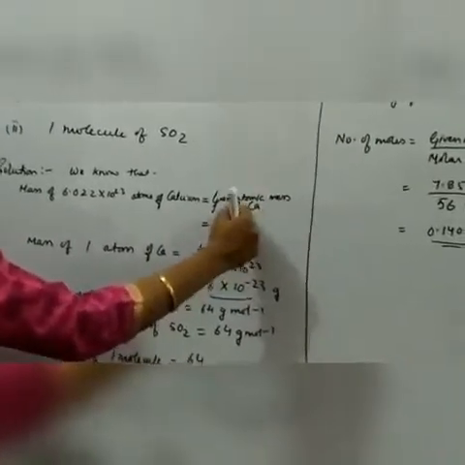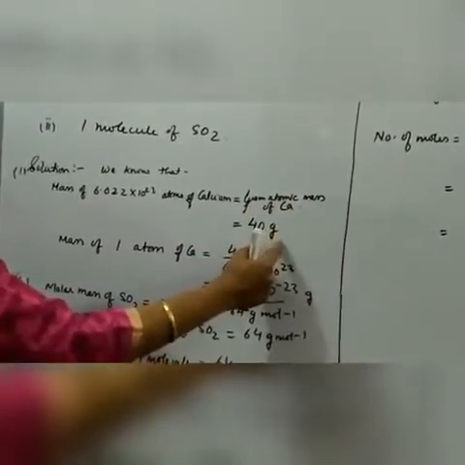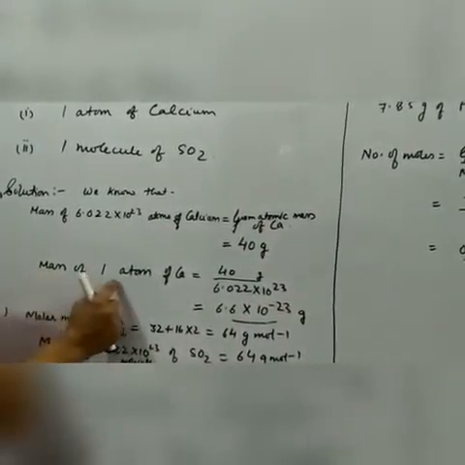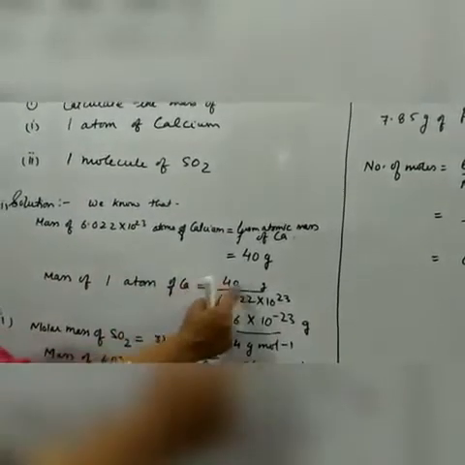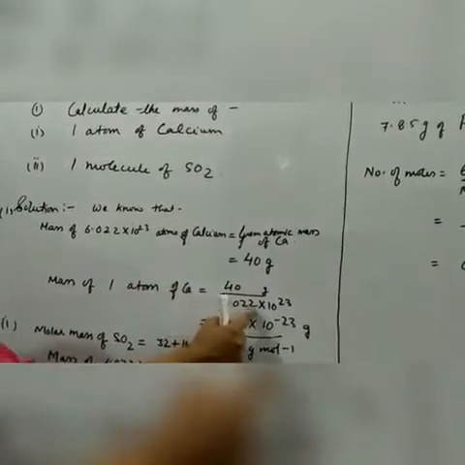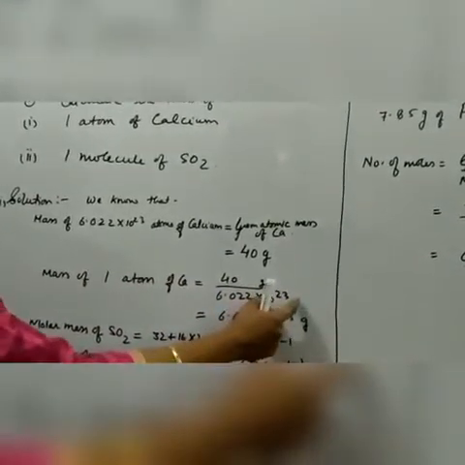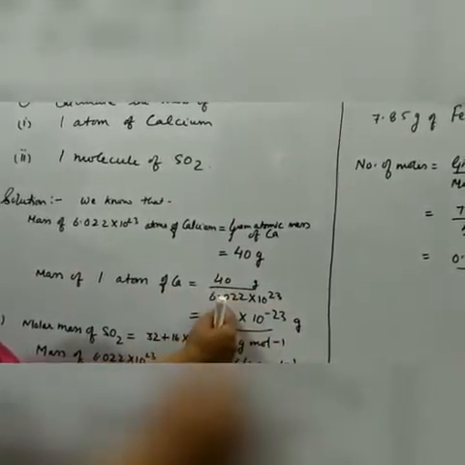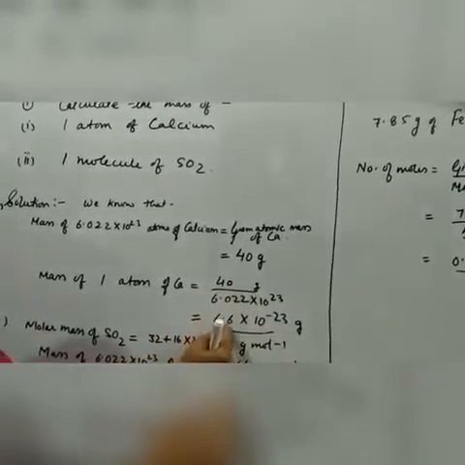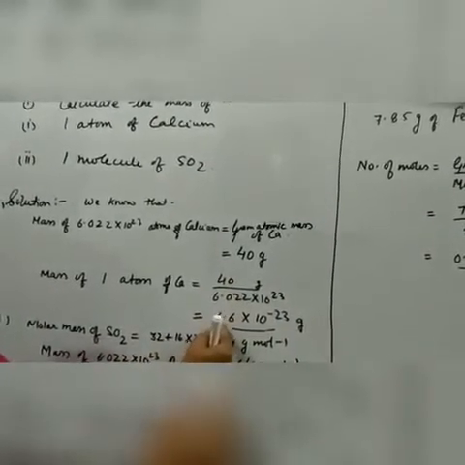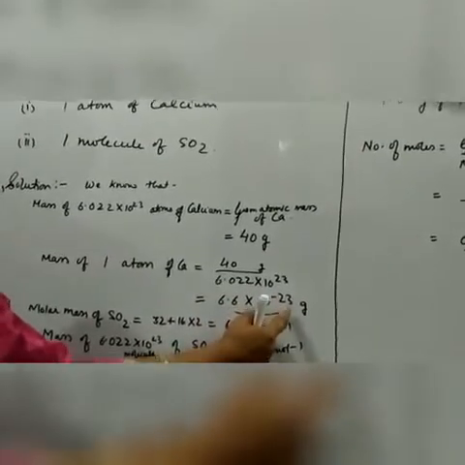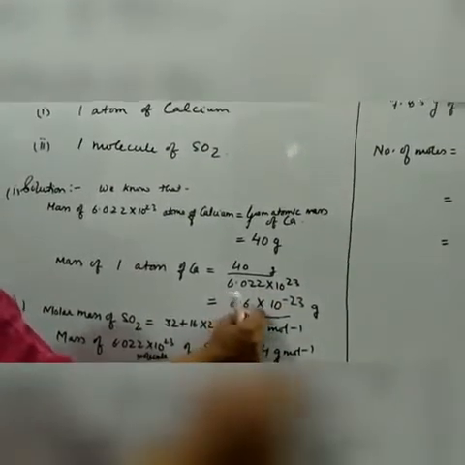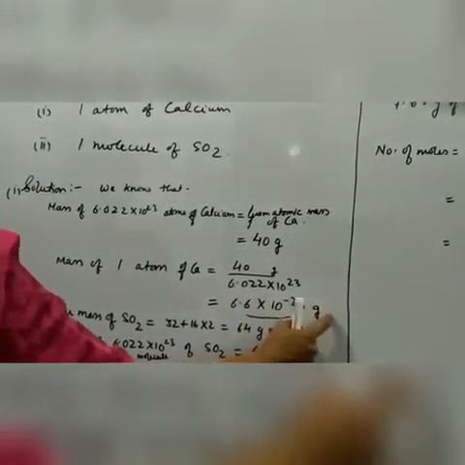That is, when the calcium atomic mass is expressed in terms of grams. So we have been asked to find out the mass of a single atom. The mass of one atom of calcium will be equal to 40 upon 6.022 × 10^23. You send this 10^23 up, it becomes 10^-23, and by solving these two figures we get 6.6. So finally the answer is 6.6 × 10^-23 grams.